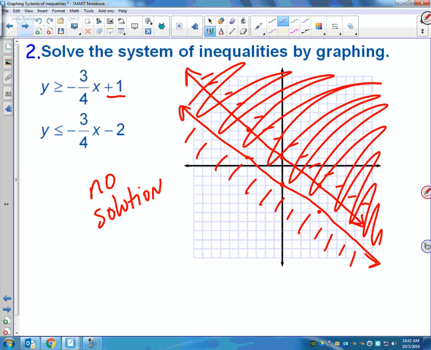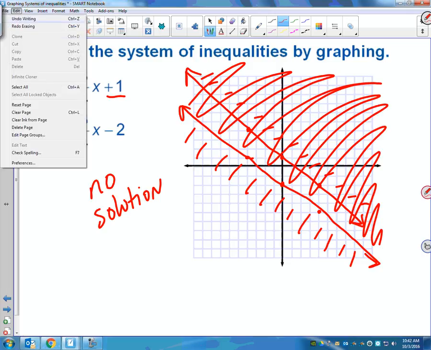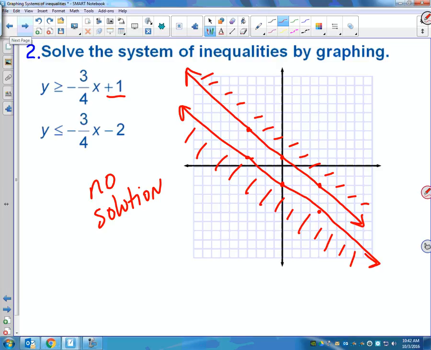Would our answer be, like, would you tell by that? Yes. Here's the difference between equations and inequalities. With equations, you have to tell me the point where they cross. With an inequality, the answer is the shaded part of your graph.